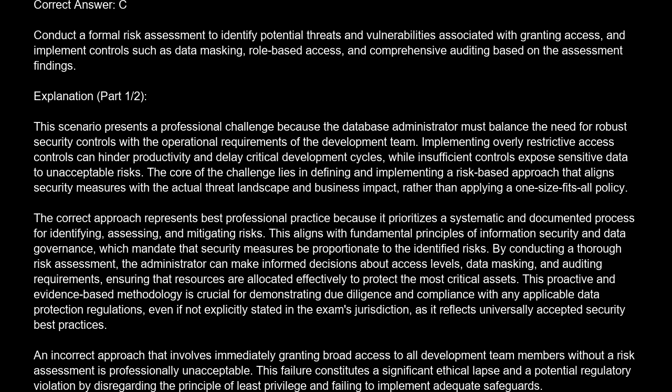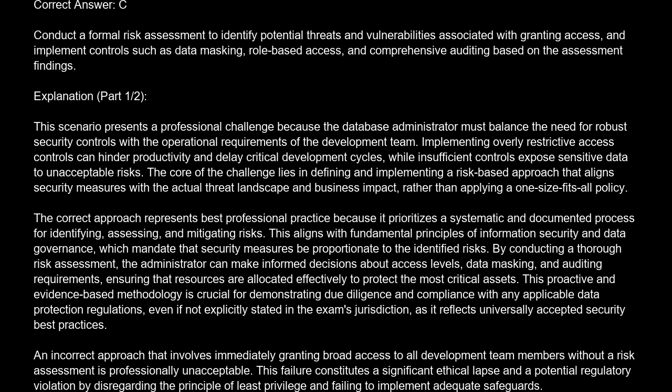The correct approach represents best professional practice because it prioritizes a systematic and documented process for identifying, assessing, and mitigating risks. This aligns with fundamental principles of information security and data governance, which mandate that security measures be proportionate to the identified risks. By conducting a thorough risk assessment, the administrator can make informed decisions about access levels, data masking, and auditing requirements, ensuring that resources are allocated effectively to protect the most critical assets.